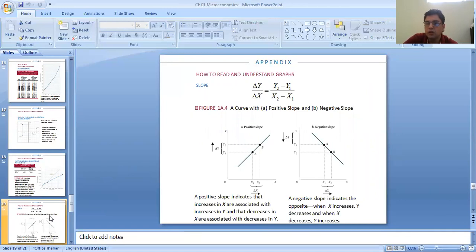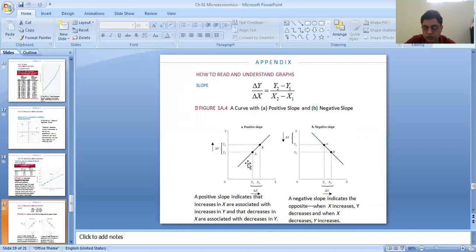Slope. If you choose any two values in the x direction and the y direction on this graph, the slope is the change in y divided by the change in x. For example, you choose two values of y, y2 and y1, so y2 minus y1 and x2 minus x1. Then you find the ratio, and that is called the slope. Here is some example, these two values of y1, y2 and these two values of x1, x2. This also you learned in basic maths.